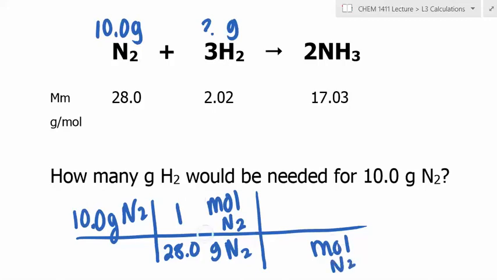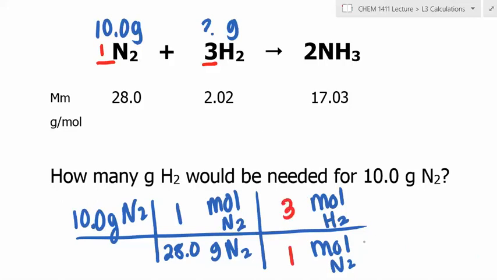Once you get to moles of something, then you can switch compounds. Then we can start going to the compound or the element we're interested in. And to do this step, we use the coefficients. So the coefficients, this one is 1 and this one is 3. So with the nitrogen I had a 1 and the hydrogen I had a 3.